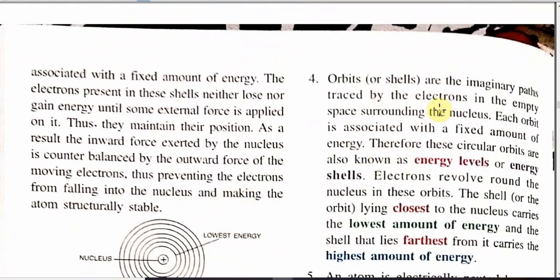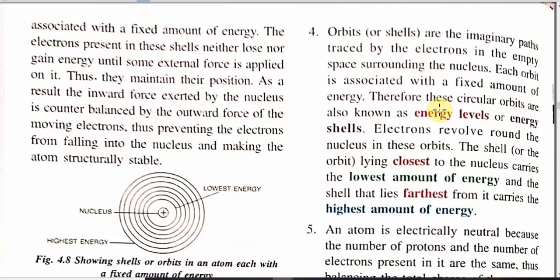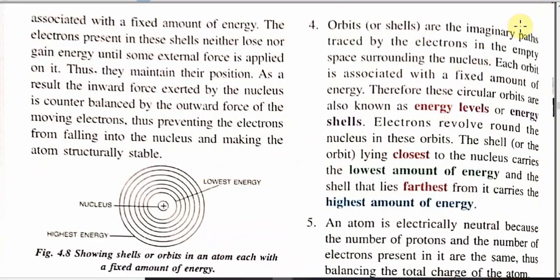Fourth point, the orbits are imaginary paths. It means they only exist in our theory, and they are traced by electrons in the empty space surrounding the nucleus. Each orbit is associated with a fixed amount of energy, and these orbits are also called energy levels or energy shells. Electrons revolve around the nucleus in these orbits. The shell lying very close to the nucleus has the lowest amount of energy, and the shell which is very far distant has maximum energy.